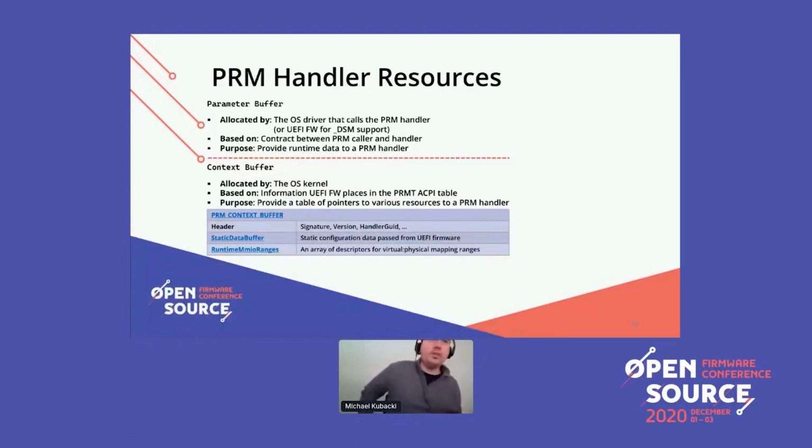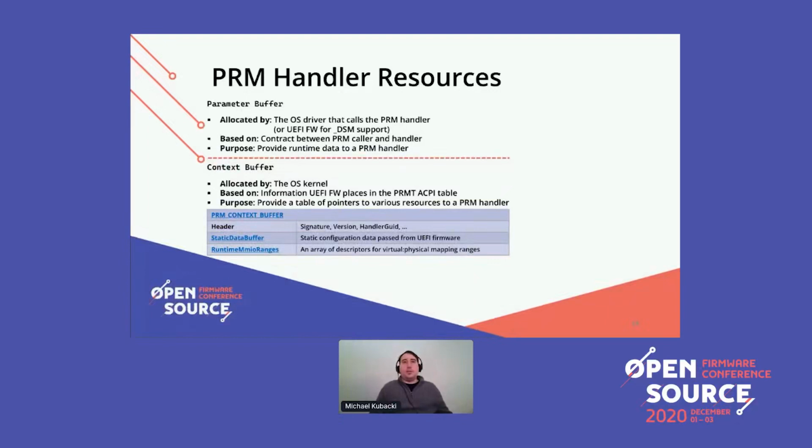And so this is much earlier in the boot flow. Whenever the operating system is getting that ACPI table, it will typically construct this context buffer because it has all the information it needs to be able to do that. So it will generally do that as part of its cache list. This information is based on the information provided by the PRM ACPI table. So the buffer itself is built based on a lot of the data that's provided in that ACPI table, and its purpose is to provide a table of pointers to various resources that the handler can use. Some of those are the static data buffer and a list of MMIO ranges.